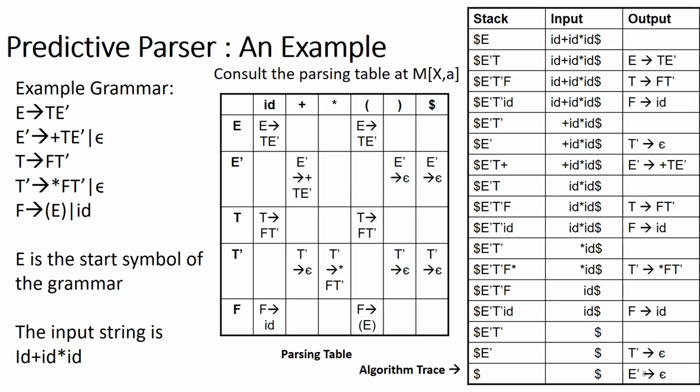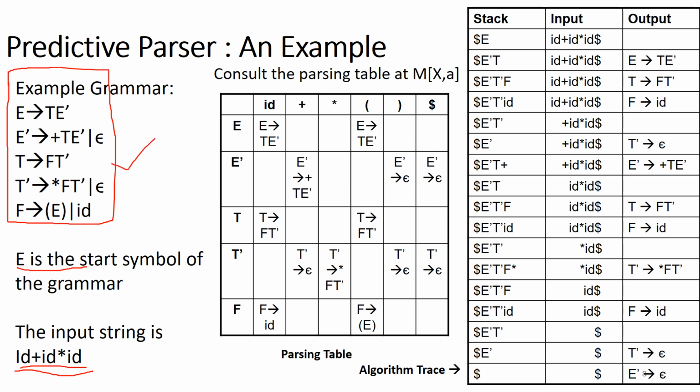Let us start with an example to understand the process of predictive parsing better. Here we are given an example grammar, and as we discussed in the previous lecture, the given example grammar is free from left recursion. The start symbol of the given grammar is E, and the input string that is given is id plus id star id. What we are going to do here is check whether the given input string id plus id star id belongs to the language generated by the given grammar or not.